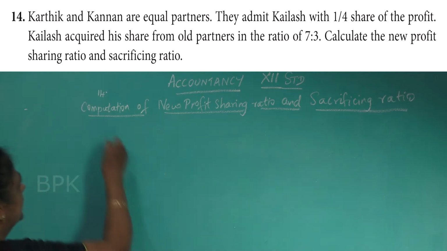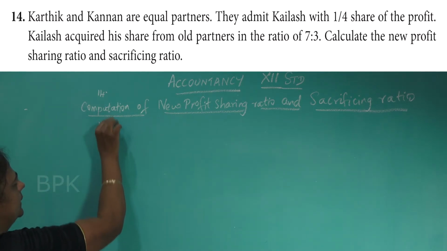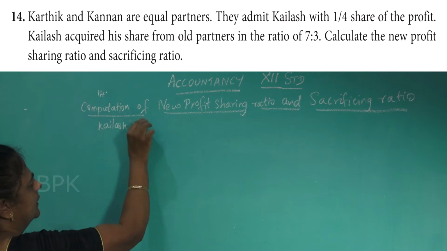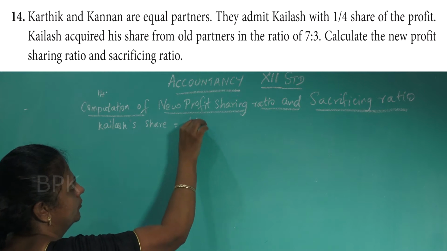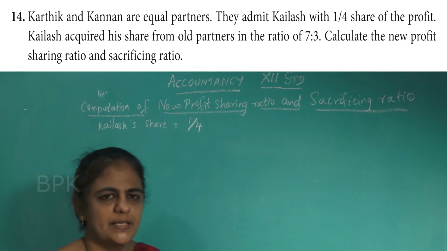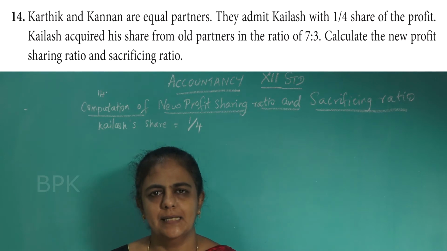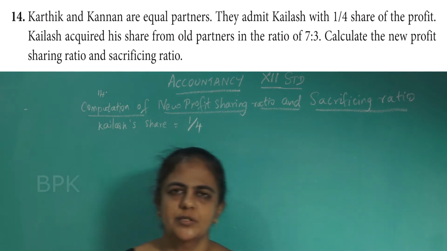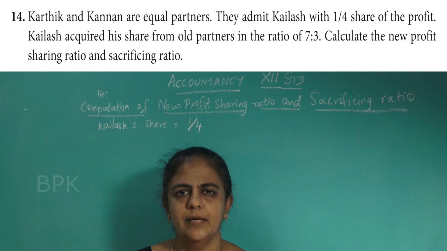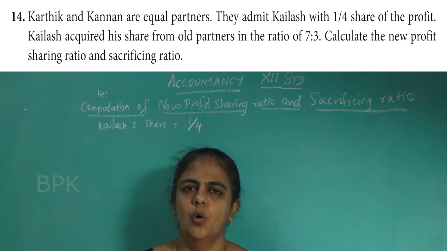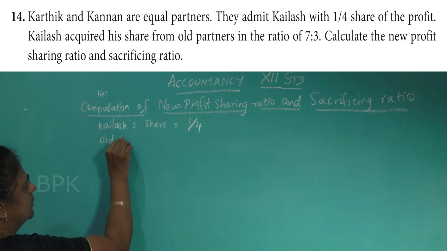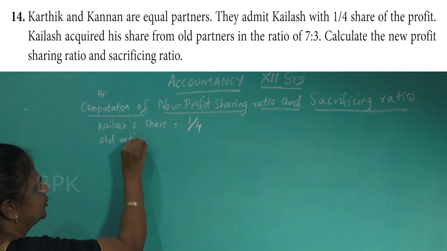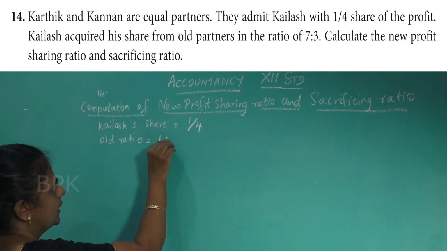Kailash is the new partner. Kailash's share is given, that is 1/4. Now see the question. Karthik and Kannan are equal partners. What is the meaning of equal partners? Whatever profit they get, they will be sharing it half. Karthik will take half, Kannan will take half. So what is the old ratio? Since they are equal partners, it is 1:1.